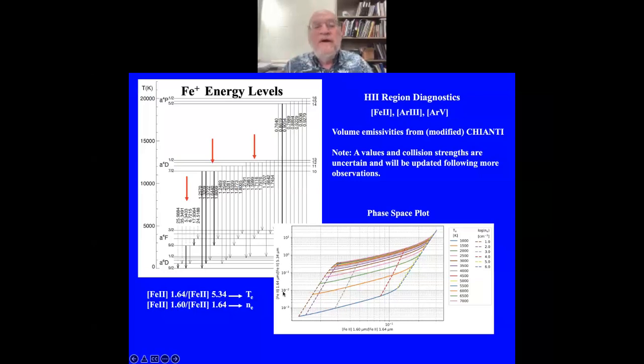Mark also will show you how to do these. But this is a ratio of 1.64 over 5.34. So those have very different temperature dependencies. So that's a good temperature diagnostic. And this is 1.60 over 1.64. And they have nearly the same temperature dependence. So those are good density diagnostics. So the idea is you can plot your observations in this phase space plot and get an idea of the thermal pressure.